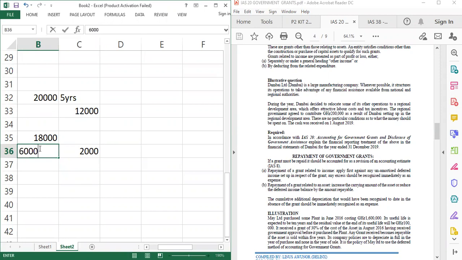6,000. What was the grant recognized in the statement of profit or loss over the 2 years? 8,000. So if you take the 6,000 as an expense, what will be the amount left? 2,000. So the 2,000 represents the actual grant received. So if you are repaying a revenue grant, ask yourself, is there any grant remaining on that particular account? Is there any grant relating to the revenue grant in the balance? If there is, cancel it and take the excess to statement of profit or loss.